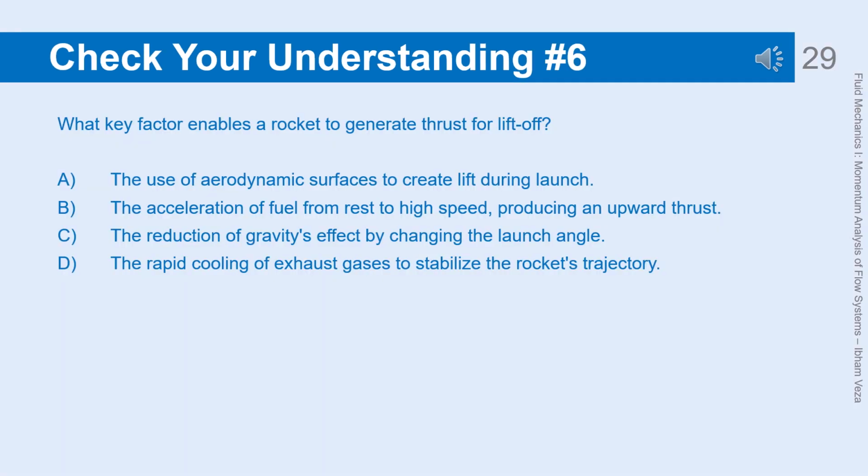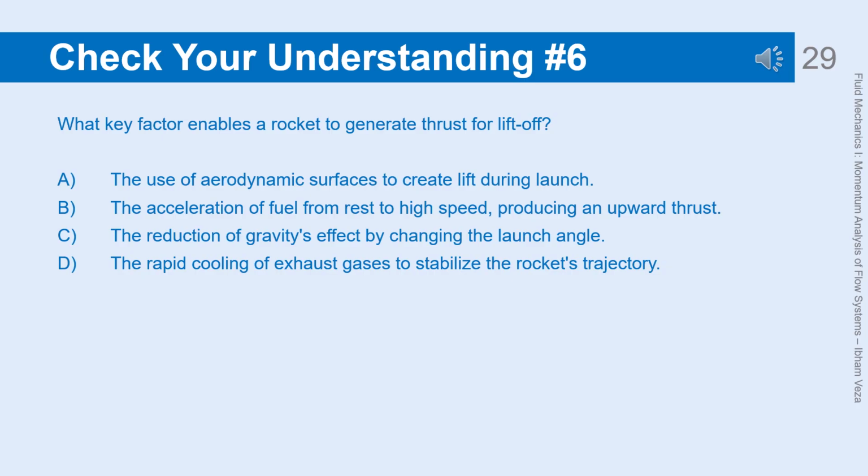Check your understanding number 6. What key factor enables a rocket to generate thrust for liftoff? Correct answer, B. The acceleration of fuel from rest to high speed, producing an upward thrust.